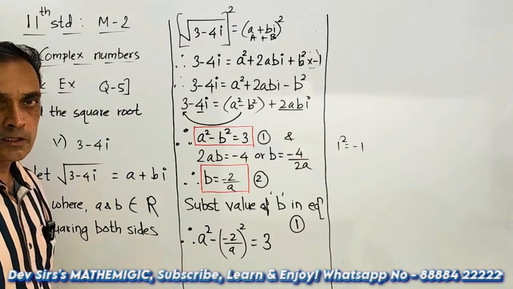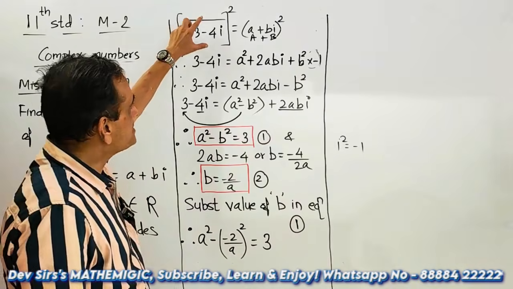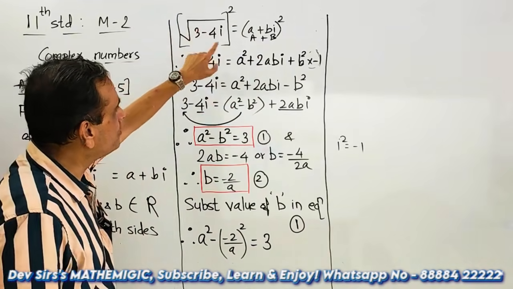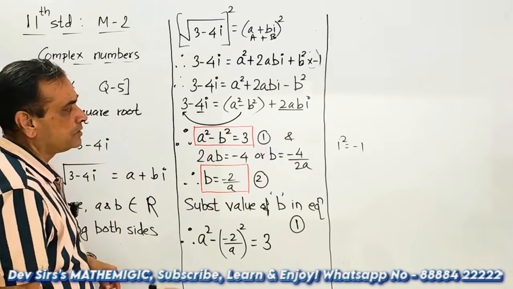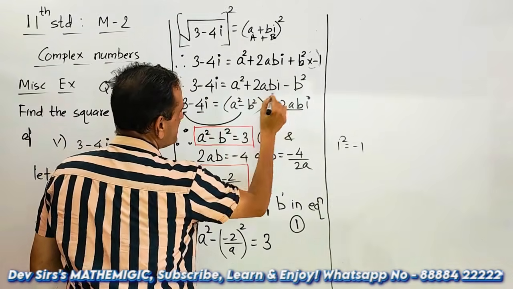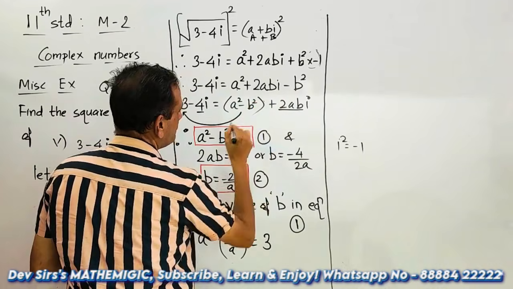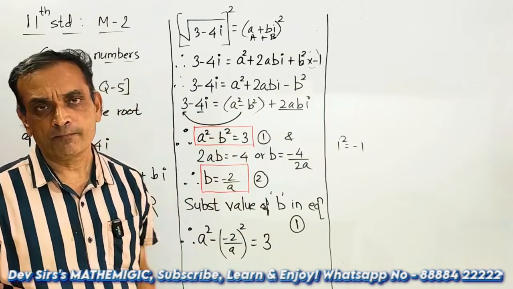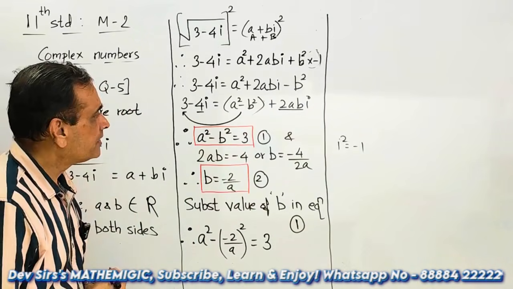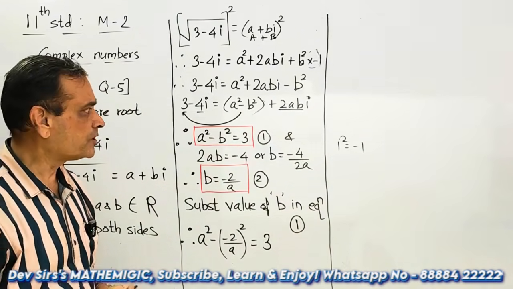Clear? So what have we done? Squaring both sides, the root sign goes, and the (a plus b) whole squared formula is used. Now a squared minus b squared I have taken together, and 2abi I have separated. Okay, why?